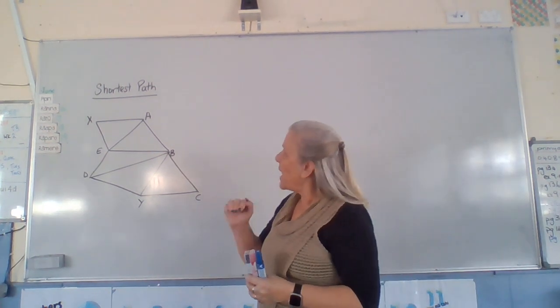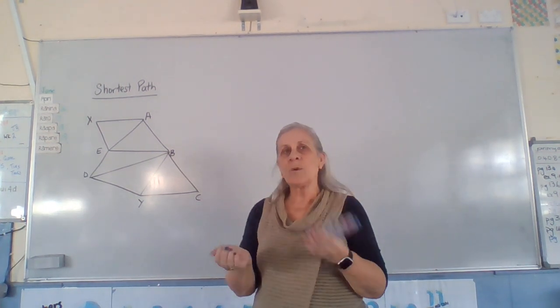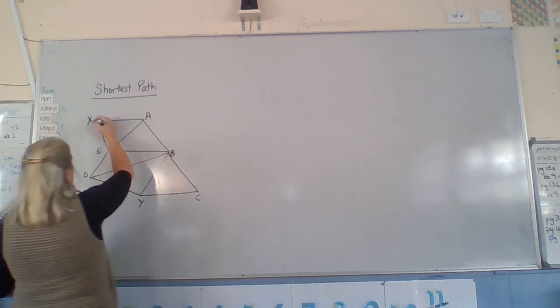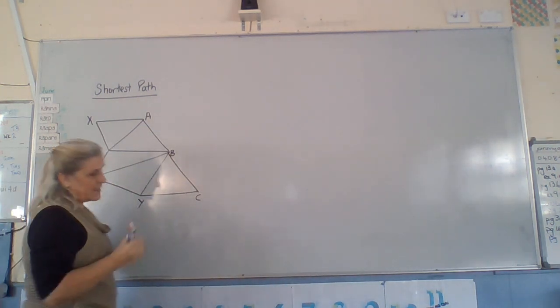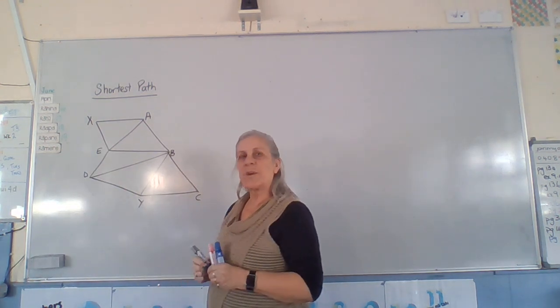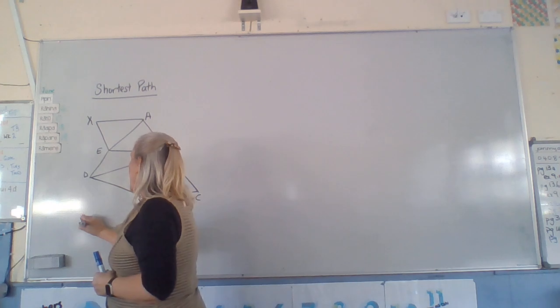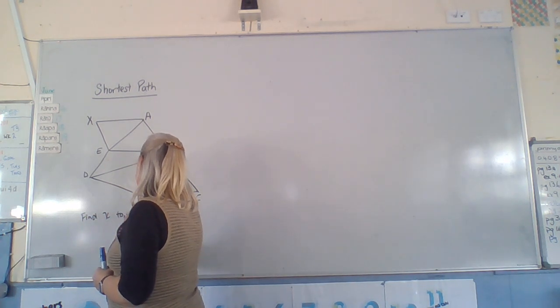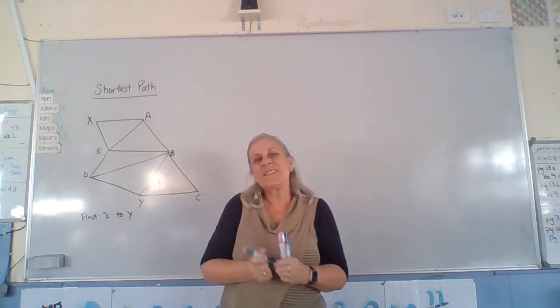Today we're looking at part 2, the shortest path. What we're trying to do here is get from one side of our diagram usually to the other side. It doesn't necessarily need to go to the other side. On this one, we're going to find the shortest path from X to Y.